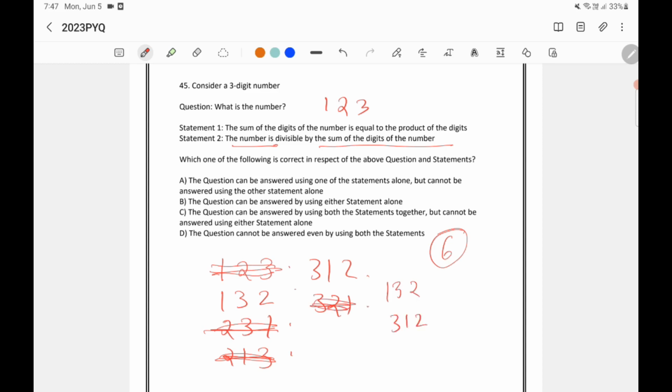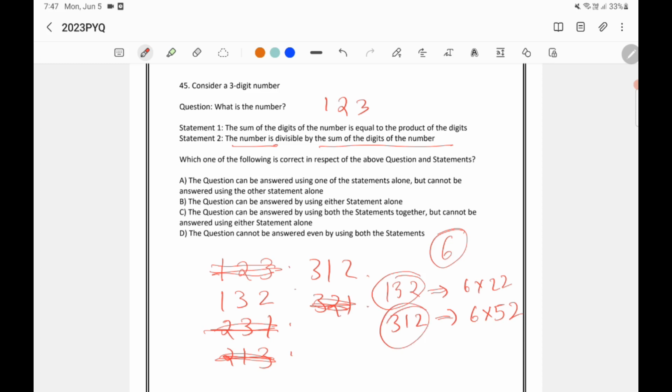Now we need to check which of these numbers is divisible by 6. So 132 means 6 into 22. Also 312 means 6 into 52. Okay, so both these numbers, 132 and 312, are divisible by 6.